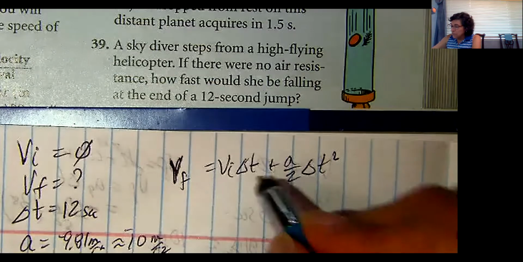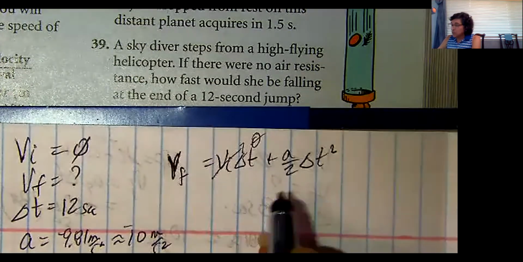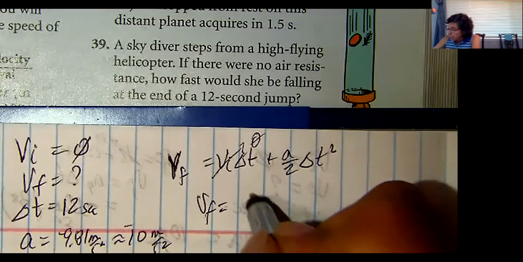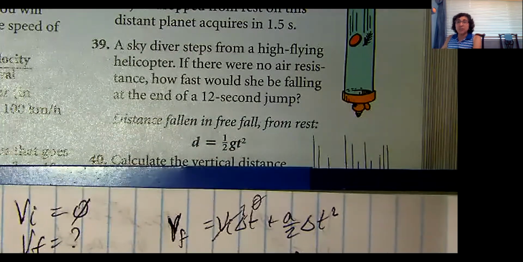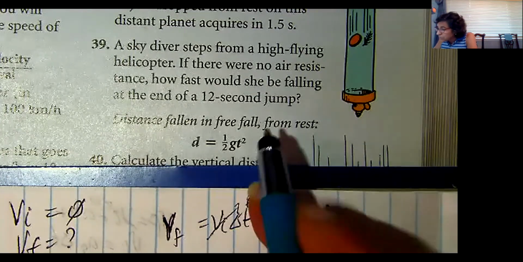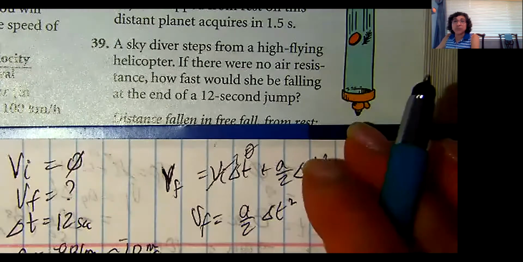Okay, so v initial is 0. So this whole first term goes to 0 because 0 times whatever is 0. So we're left with v final is equal to a over 2 delta t squared. Notice that the book gives you, they didn't say distance though. They're saying how fast. So this is not correct, but okay, that's for a different problem.